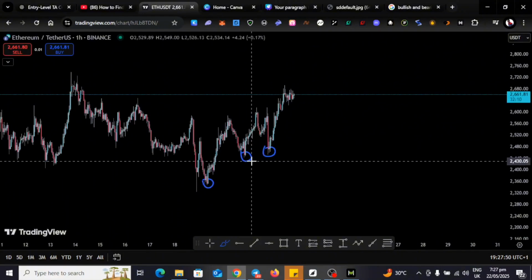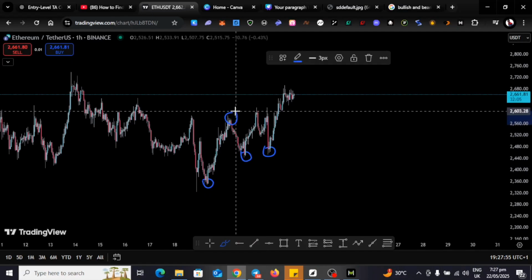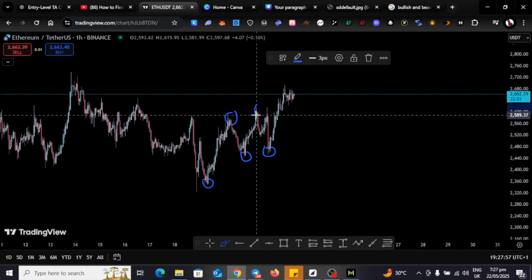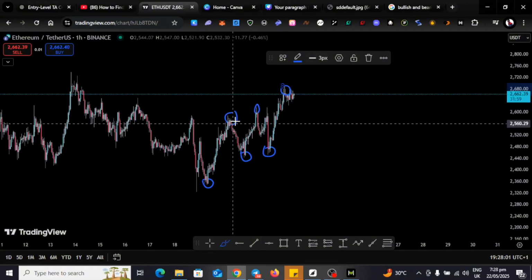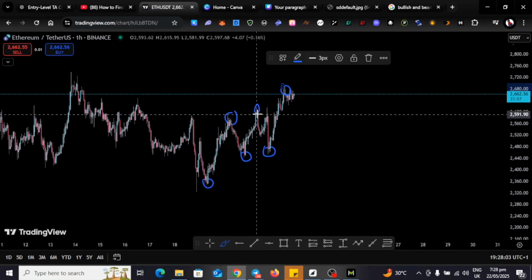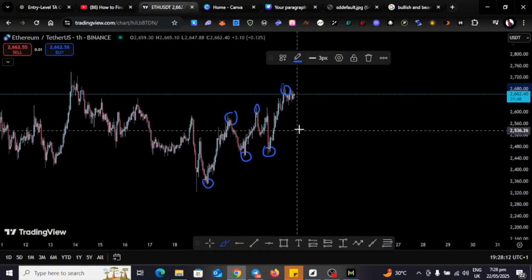Then higher highs: you can see the price was high here, but it came higher here. It equally became higher here. So these are higher highs. This is high, higher, higher. So this is higher highs. That already shows that this current chart is trending from this point.